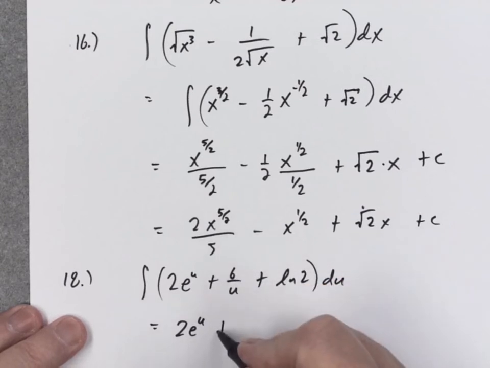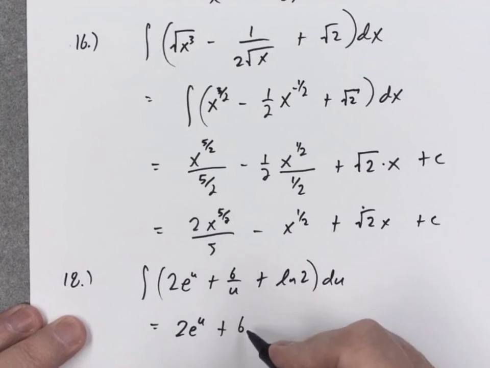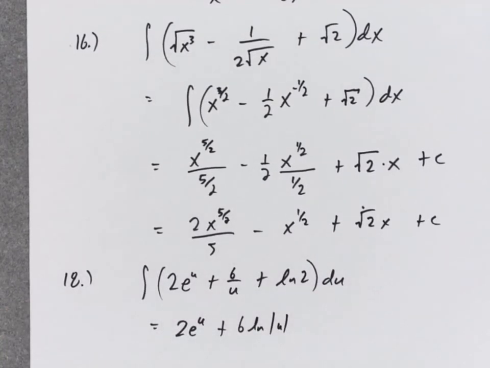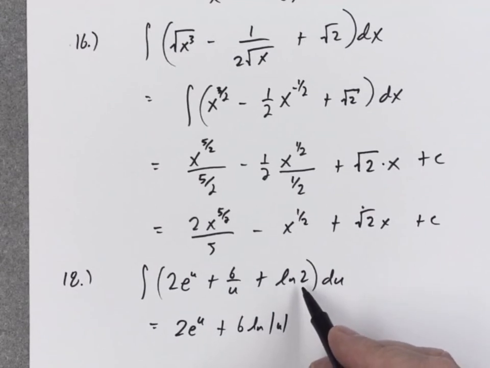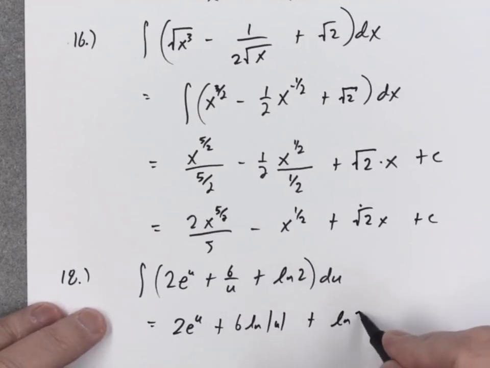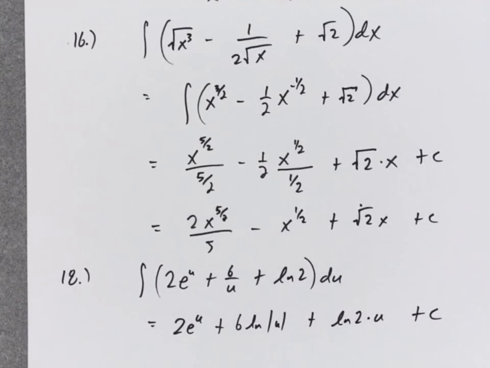This, the 6, here's that special rule when you have 1 over the variable. Remember, you can't use the power rule. But you have to use the rule that says it's the natural log of absolute value of u. Natural log of 2 is just a number. So this is like a constant. There you go. Looks a little messy, but when you just take them one piece at a time, not too bad.